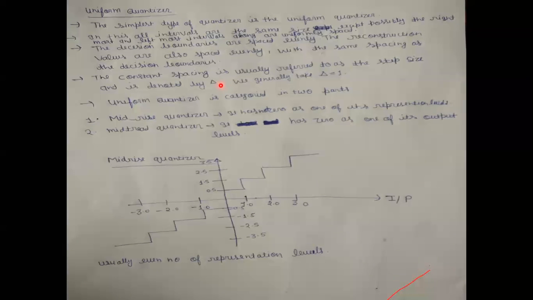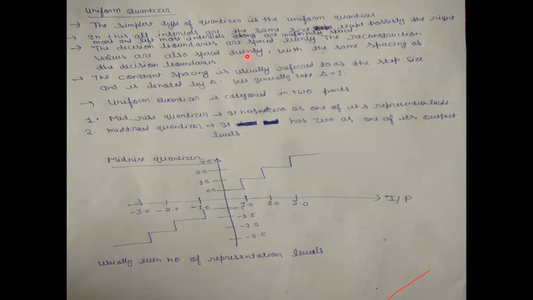The uniform quantizer is of two types. The first one is the mid-rise quantizer and the second one is the mid-tread quantizer. Now we see what the mid-rise quantizer is. The mid-rise quantizer is one type of uniform quantizer. It does not have zero as a representation level, meaning it does not contain 0 as a reconstruction value.